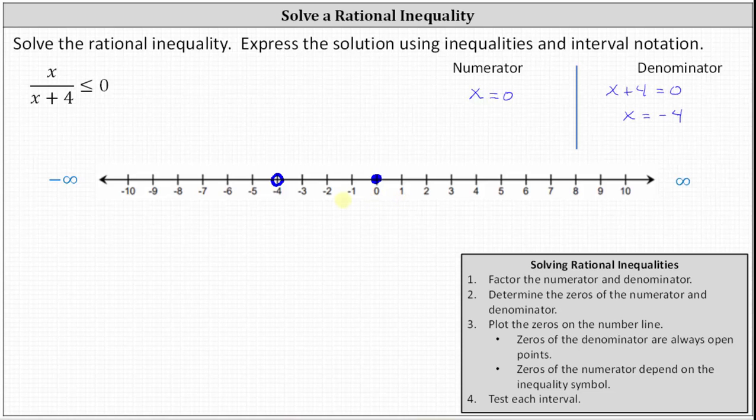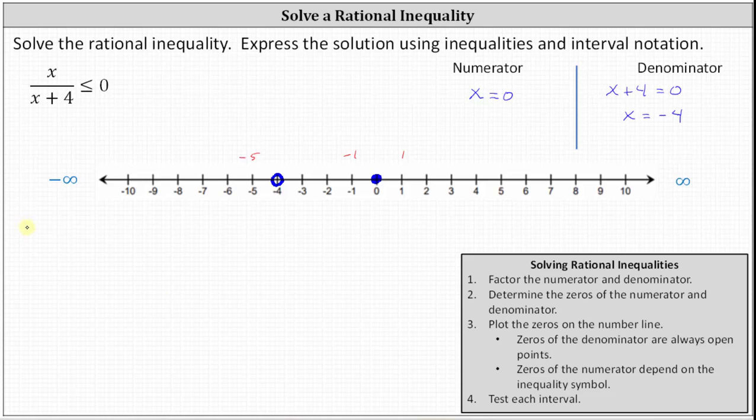Now we need to pick a test value in each subinterval and then see if it satisfies the inequality. If the test value is true, the entire interval is true and part of the solution. If the test value is false, the entire interval is false and not part of the solution. Let's go ahead and select our test values. On the left, let's use x equals negative 5. In the middle, let's use x equals negative 1. On the right, let's use x equals positive 1.